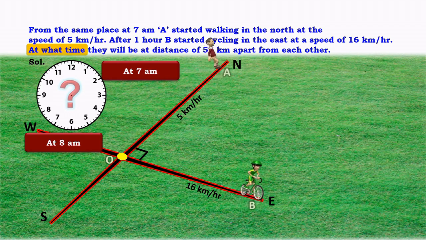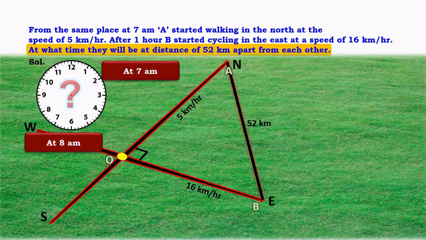Now, suppose X hours have passed after 8 o'clock. Since A started 1 hour earlier, A has been walking for X plus 1 hours. So, the distance covered by A is 5 multiplied by X plus 1 kilometers. At the same time, B has been cycling for X hours. Therefore, the distance covered by B is 16x kilometers. The question tells us that the distance between A and B is 52 kilometers. Since the three sides form a right-angled triangle, we can apply Pythagoras' theorem to form the required equation. Now, let's solve the problem step by step.